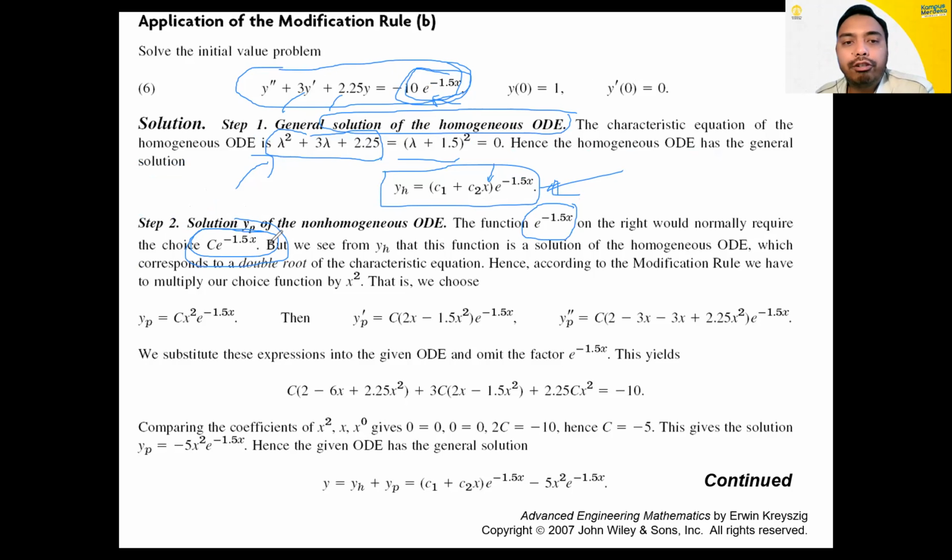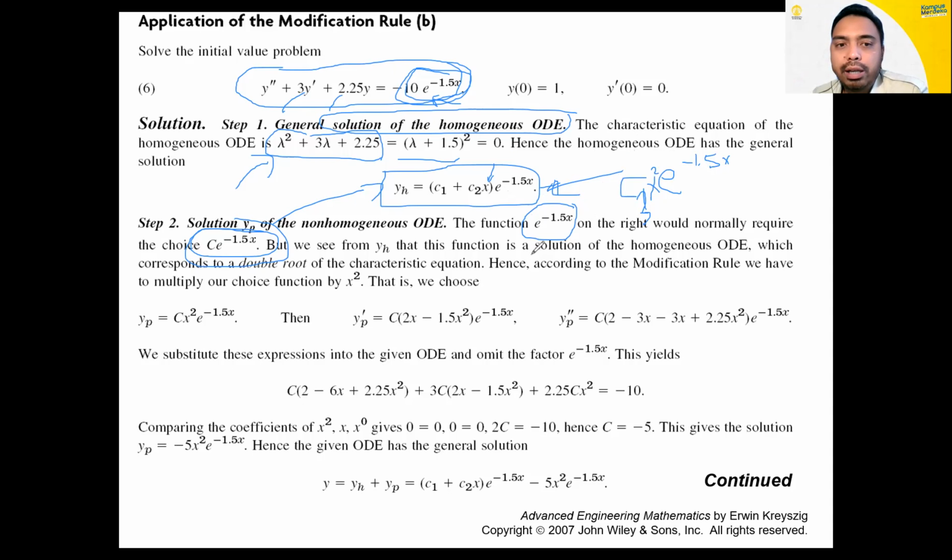However, this form of yp has been used; it exists in the solution of the homogeneous one, which is C1 e to the power of minus 1.5x. So we can't use that. And the second modification rule said that you need to multiply that with x. Then you multiply that with x. But again, this has also been used by the homogeneous solution, which is C2. In that particular case, we need to move on to multiply that with x squared. So this becomes C3 and this becomes x squared.